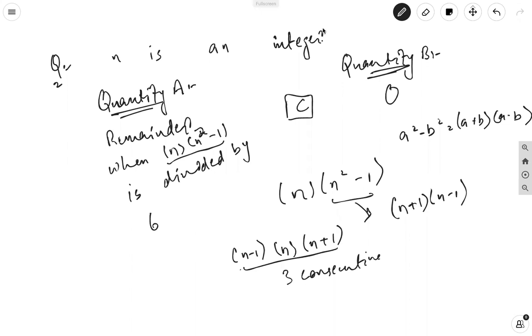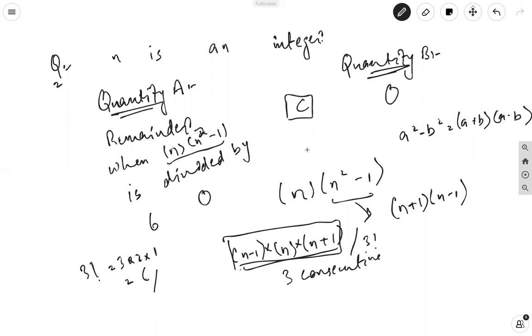Multiplying them, the first property we discussed was that the product of n consecutive integers is always divisible by n factorial. These are three consecutive integers multiplied, so if we divide by 3 factorial, it is divisible. What is 3 factorial? This is 3 into 2 into 1, which is 6. So this must be divisible by 6. If this is divisible by 6, the remainder is 0. That's why the answer is 0, and as a result, the answer is C.